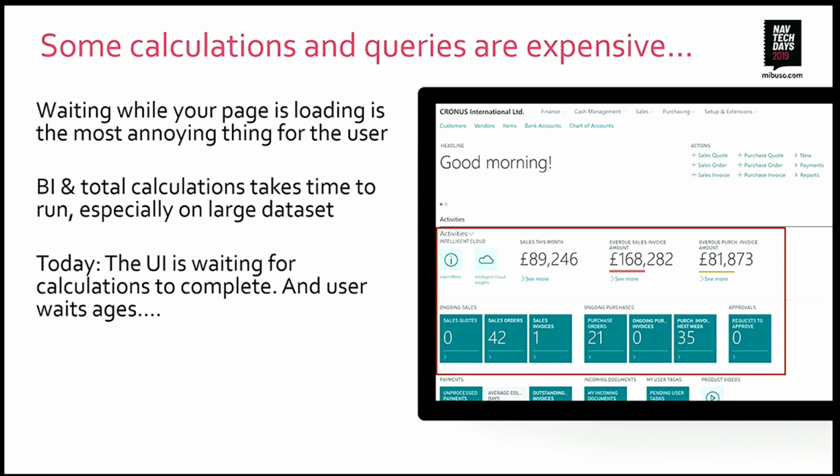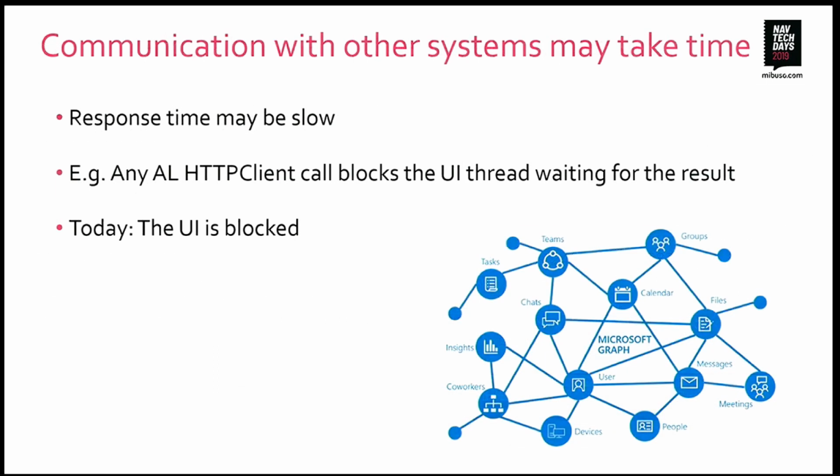We might need to run very complicated calculations. Like you want to calculate totals, and today, in NAV or BC until it's released, you need to wait for that. You might need to get data from another system outside of Business Central. It's a very connected world these days, so in the cloud, all the API calls to retrieve data may be unreliable and can take ages, and again, the UI is blocked, and the user just waits and waits and waits, and no one likes that.